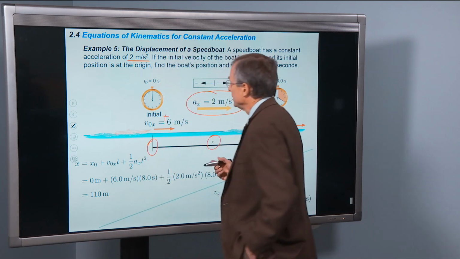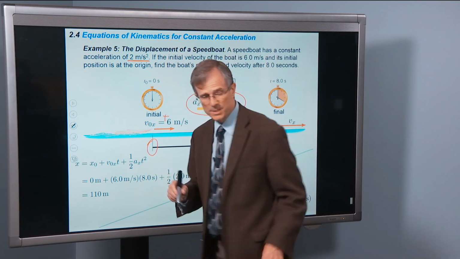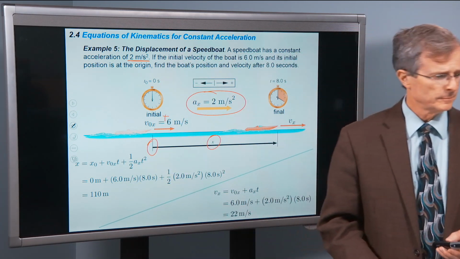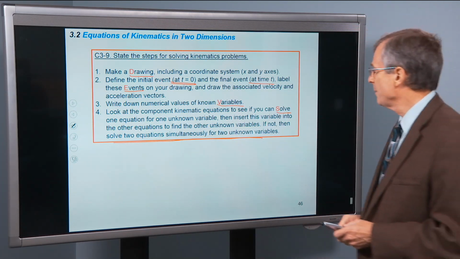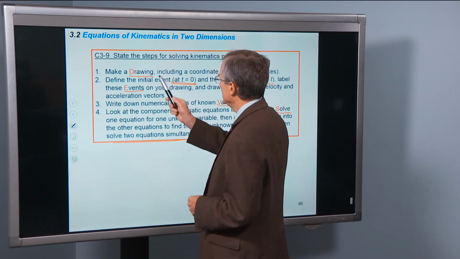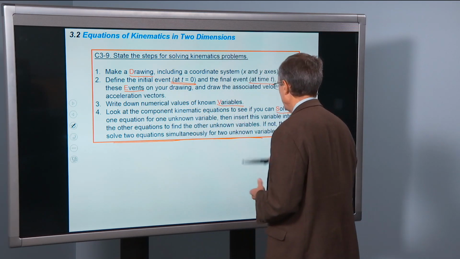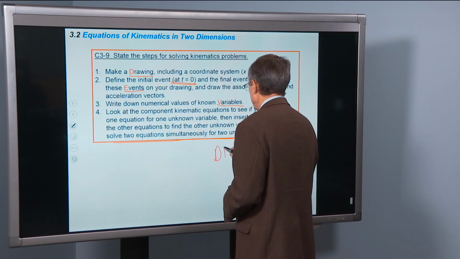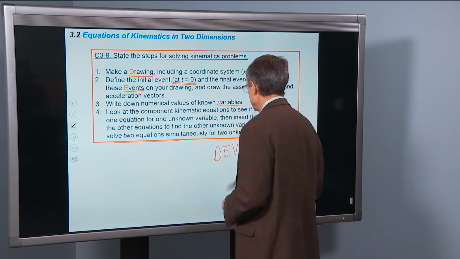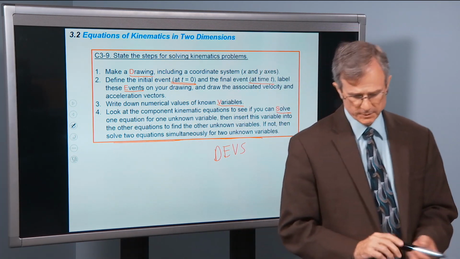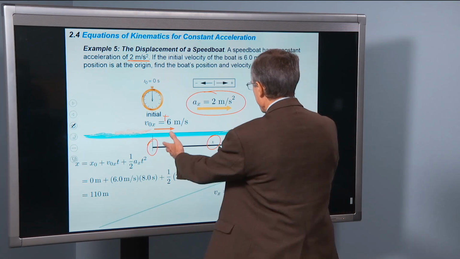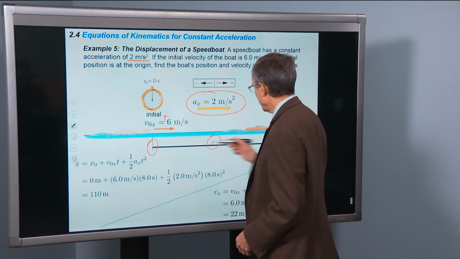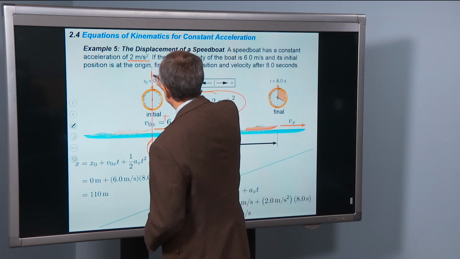The steps for solving these problems are these 1, 2, 3, 4 steps. I remember them as D, E, V, S. I don't know what that spells, but I just think of it as devs. All right, D, diagram. We've got it. We've chosen an x and a y axis.